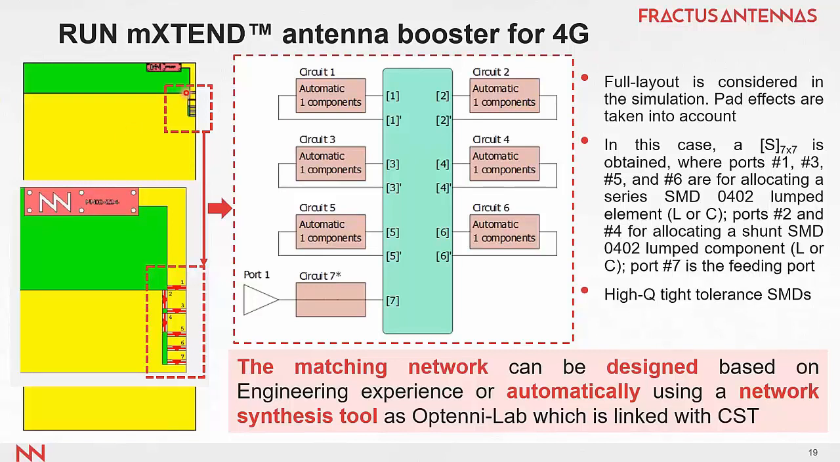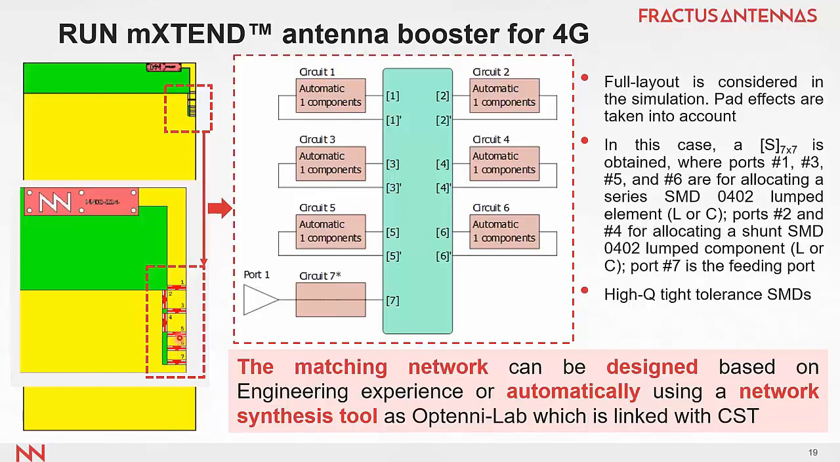So the thing is that with CST, we can take into account the path layout for allocating paths. All the parasitic effects, all the delay introduced by the paths are taken into account in the simulation with CST. In this case, ports number 1, 3, 5, and 6 are useful to allocate various SMD components like SMD 0402, and port number 2 and port number 4 are useful to allocate shunt components like L and C in shunt. And port number 7 is the feeding port, the 50 ohm feeding port where we are going to connect our front-end module.